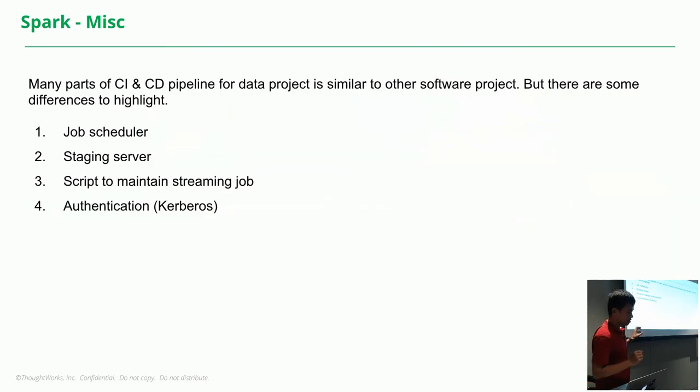Another piece of information is about when we write a Spark program and want to put it in production: the job scheduler. A lot of people ask me this. When I submit the Spark job, it runs one time. How do I make it keep running? As before, we use some scheduler system.